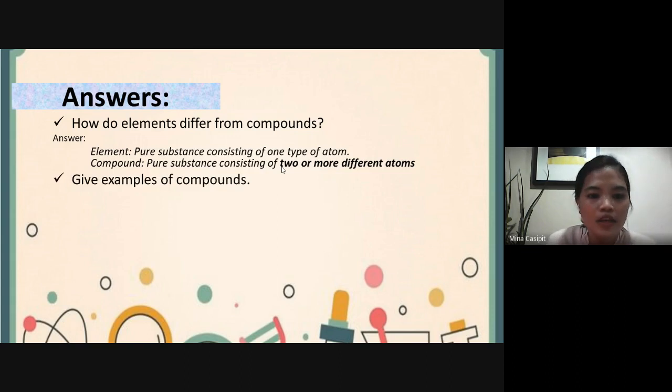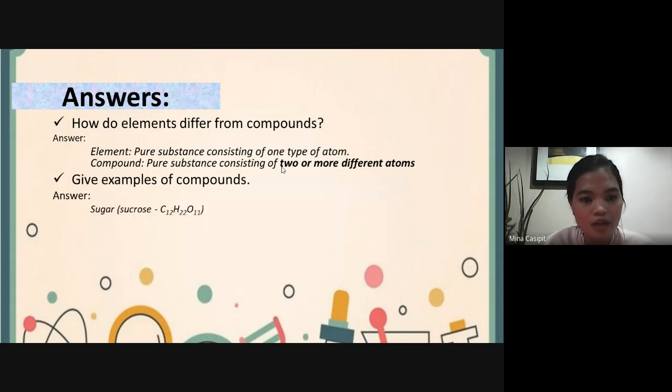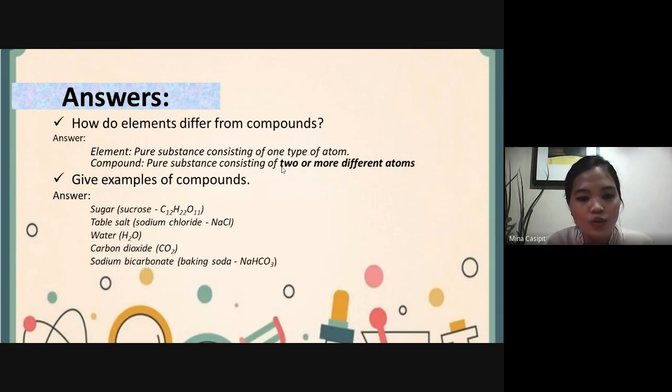Correct. So give examples of compounds. We have here sugar, table salt, water, carbon dioxide, sodium bicarbonate. So, nandito po yung mga chemical structure po nila, or if I'm not mistaken, chemical formula. So, we have sugar, C12H22O11. So, anong ibig sabihin po nito? In sugar, it is composed of, ano yung mga elements present? Bakit naging compound yung sugar?